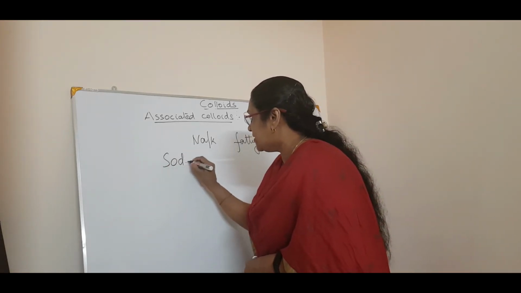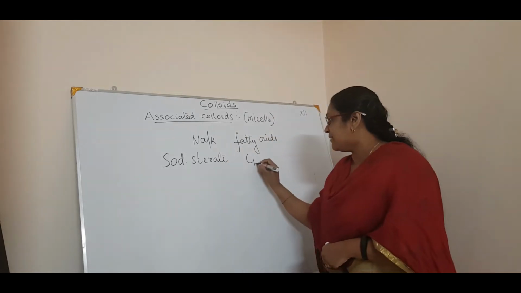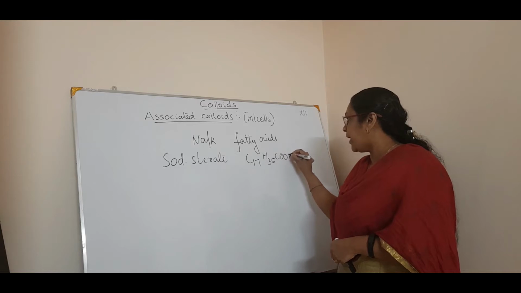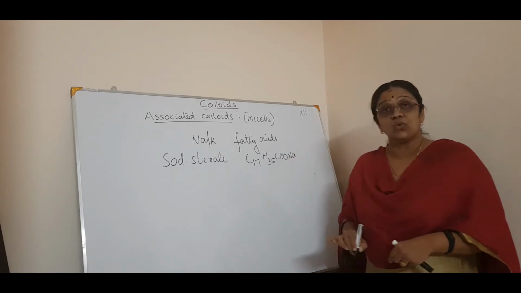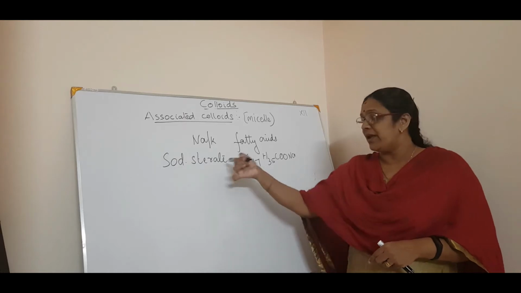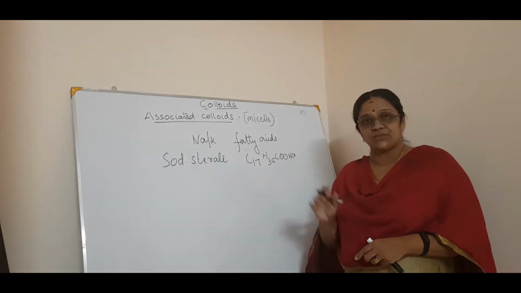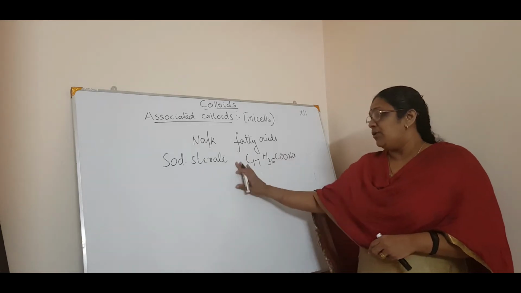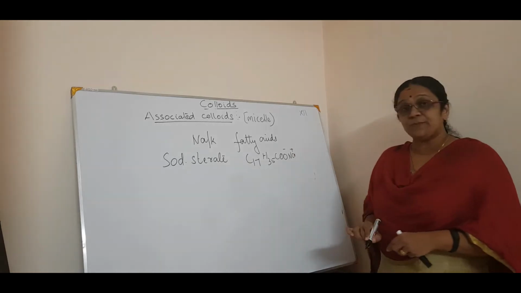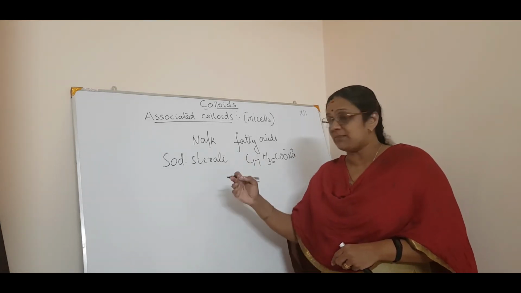Okay, what is it? Sodium stearate. The formula is C17H35COONa. This is called sodium stearate. So in most of these bar soaps, you will get this sodium stearate as the component. So we will deal with this today. And you know what it is? This is minus and this is plus, which means this has got two ends.